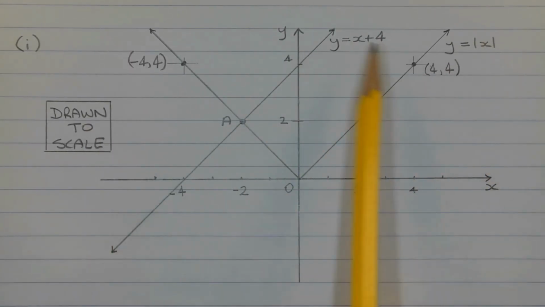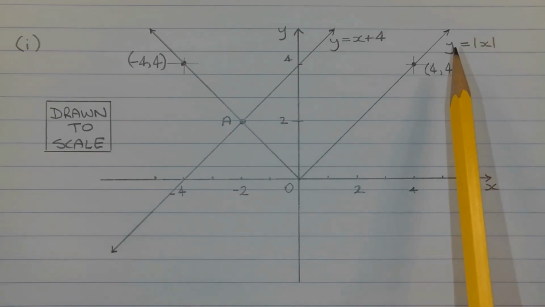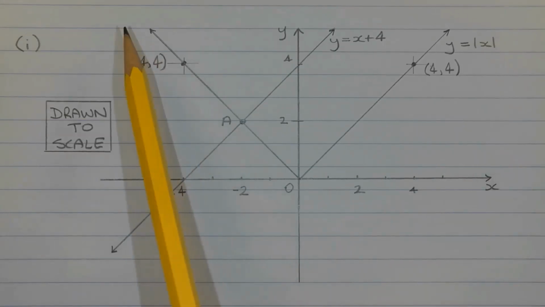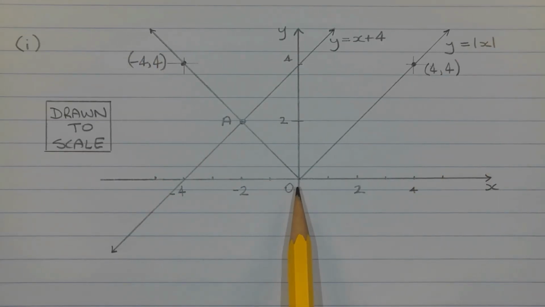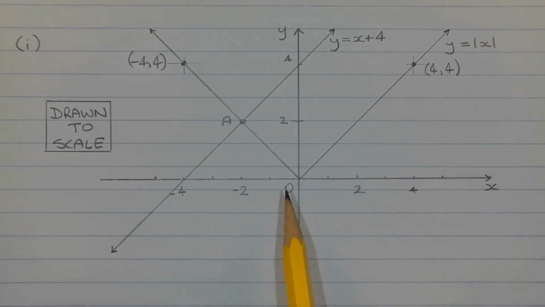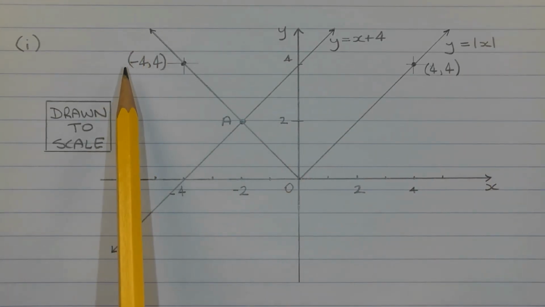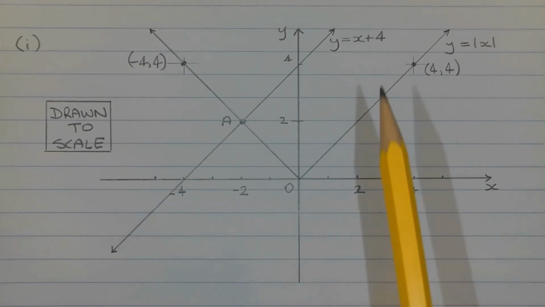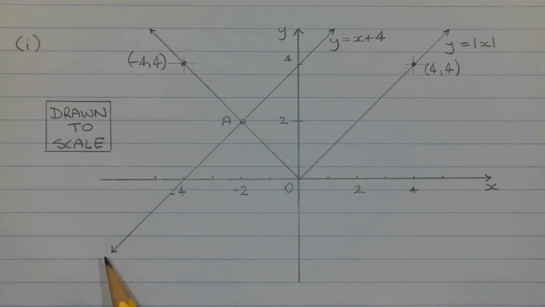Now the space taken up is roughly 1/3 of an A4 page. Now the graph of y equals the absolute value of x is a V shape with the vertex at the origin and the quadrant 1 branch passing through the point (4, 4) and the quadrant 2 branch passing through (-4, 4). Now the graph of y equals x plus 4 is a straight line, gradient 1, with a y-intercept of 4 and an x-intercept of -4. Now I've marked the point of intersection of the two graphs as point A.